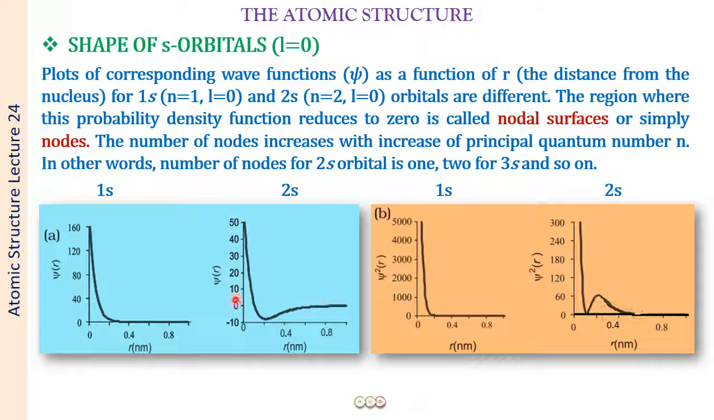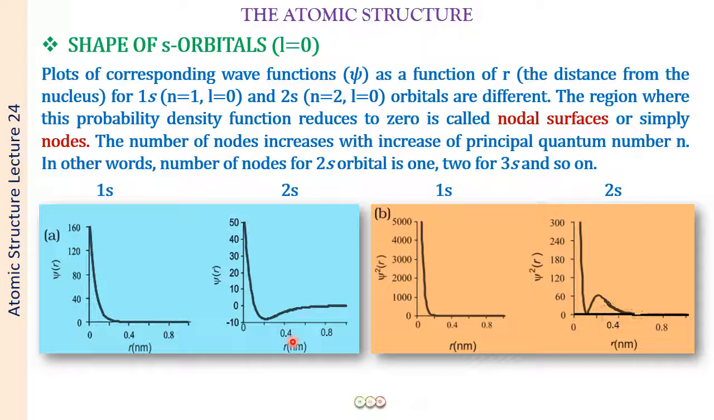So what you find over here is that there is one point where the probability of finding the electron is 0. And that point, where the probability of finding the electron is 0, is called the nodal surface or node. In fact, in the graph you can see that the probability of finding the electron is even negative. Well, this is the drawback of this graph because the probability cannot be negative.